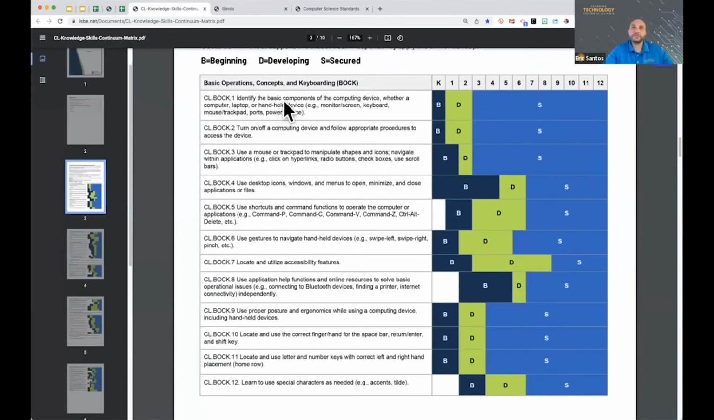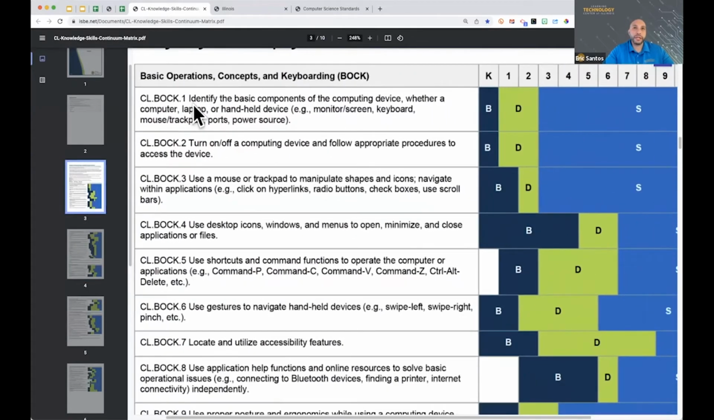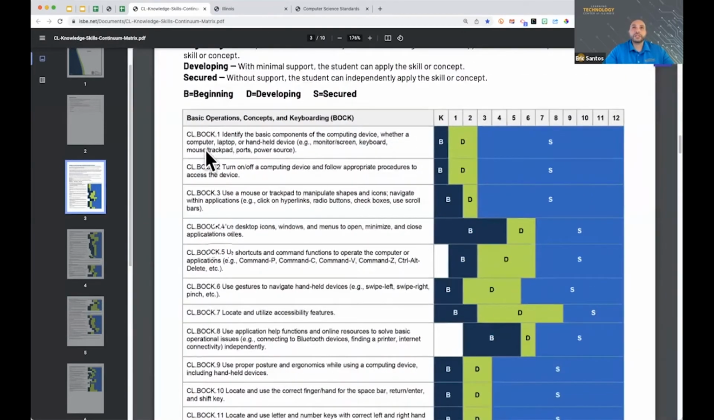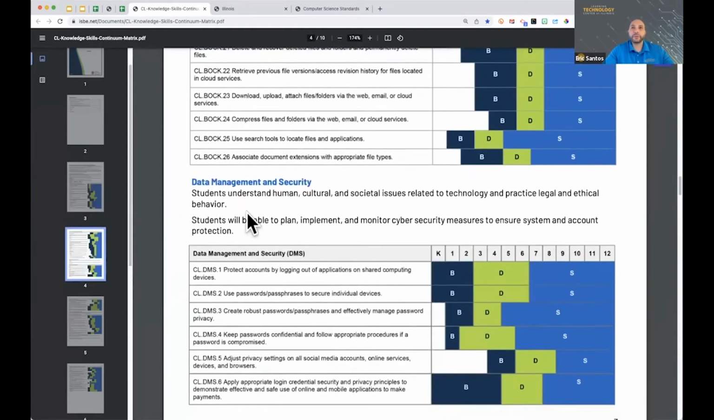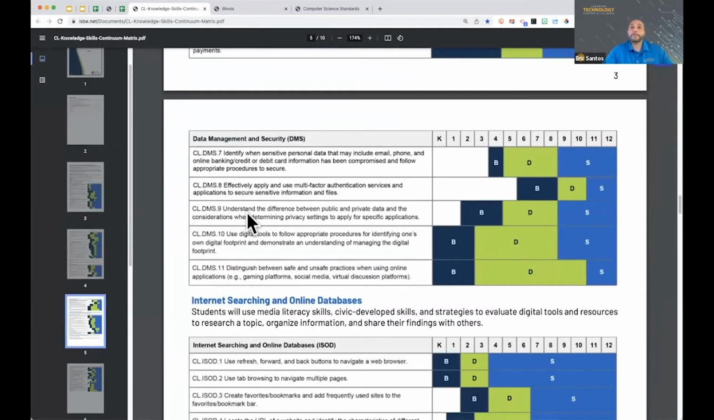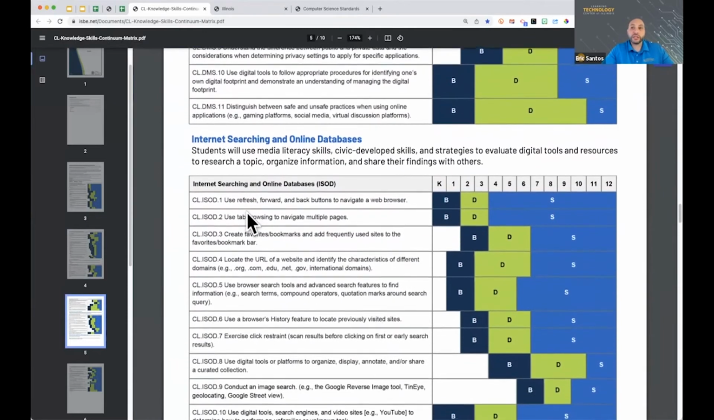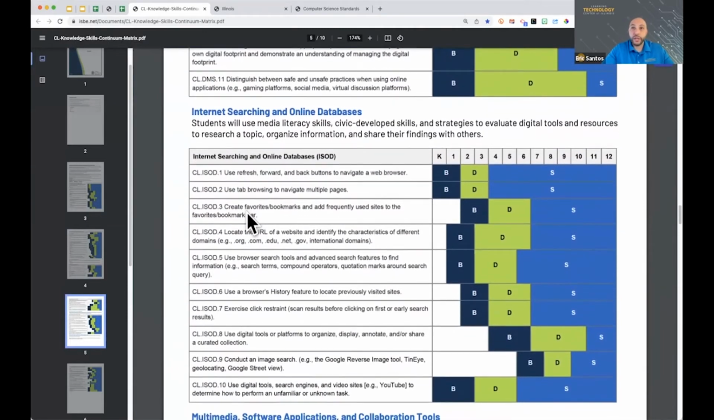You'll also see a lot of it are things that you're probably already doing in a lot of cases, especially if your school's one-to-one. Identifying basic components of a device, turning it on and off, using a mouse and trackpad. So again, that's just one area, and we can go through and see all the different areas. But much of this are things that if your students are using devices regularly and they're involved in computing in any way, you're probably teaching this either directly or they're picking it up as you're doing projects in school.